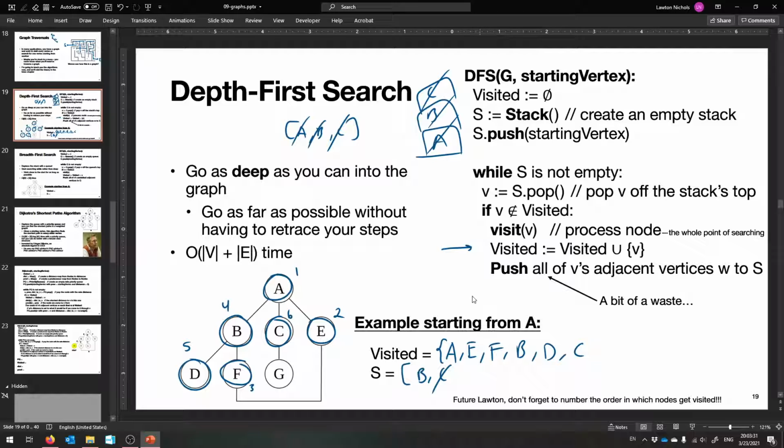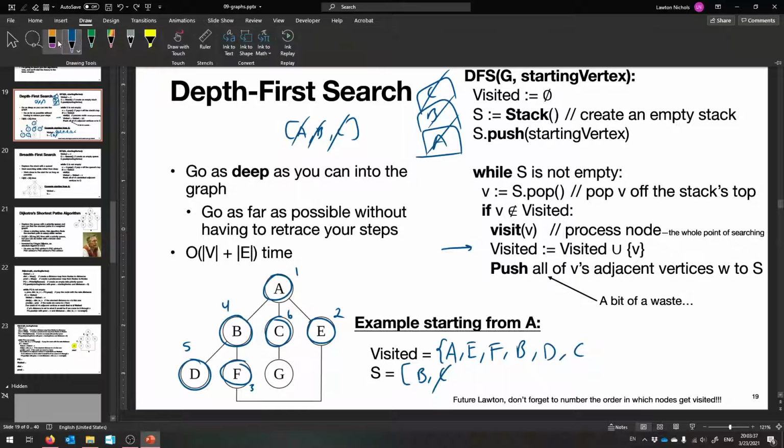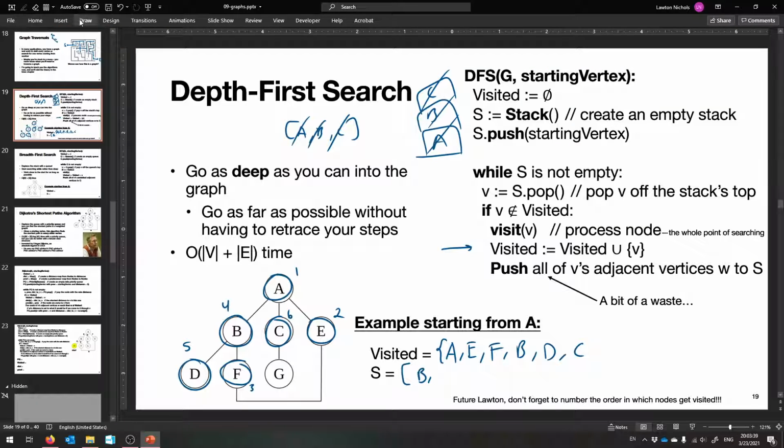And then we're going to push all of its adjacent vertices. So we have A and G. That's where we find the G finally. So we're going to push A and G in that order, I guess. And that's how we finally visit G. Cool, huh? So now we're going to pop off the G because we're going to come back around. Hopefully you're following this now. Not too bad, I hope.